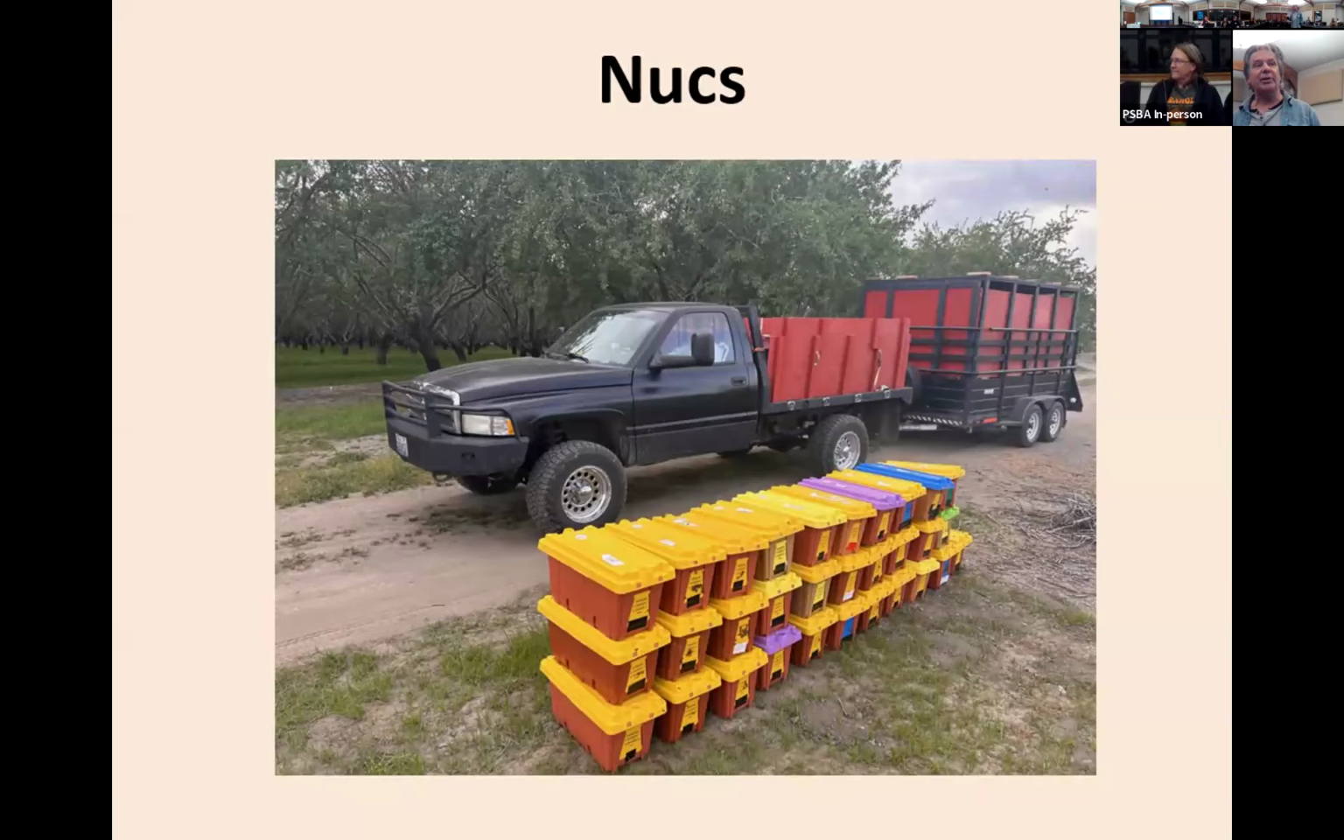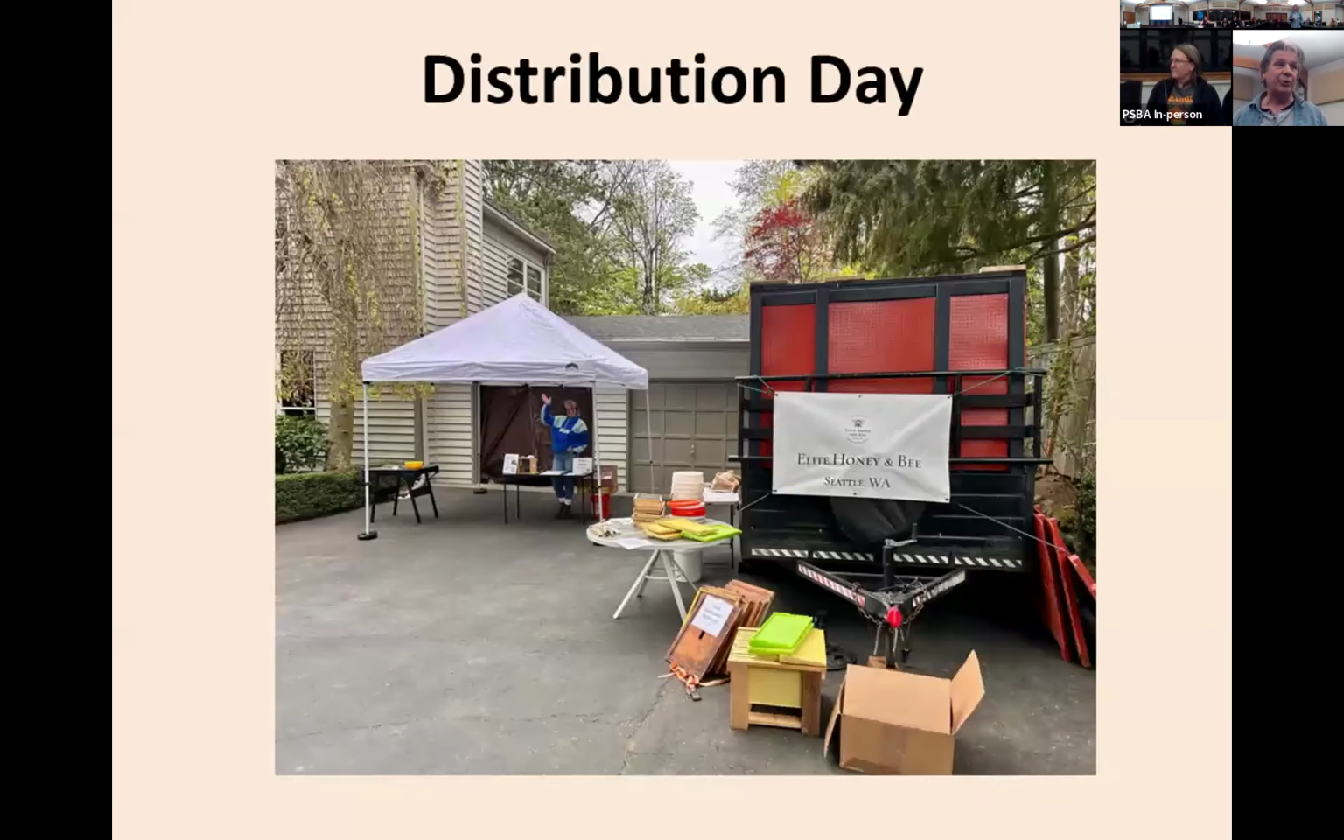If we distribute, say, on a Sunday, this is Friday night. We close up all of our nukes, we load them up. Saturday morning, we get all of our packages loaded up. We drive straight back to Seattle on that same Saturday, and then we do our distribution day on the following Sunday. So you're getting bees that are really fresh. They've not been in either the package or the nuke very long. Then we give them to you and you take them to your yard.